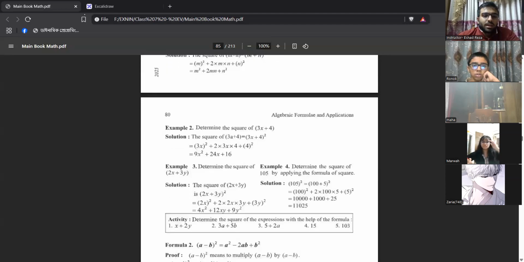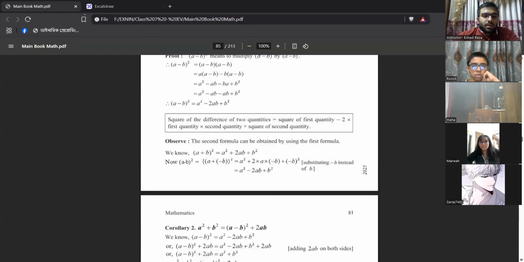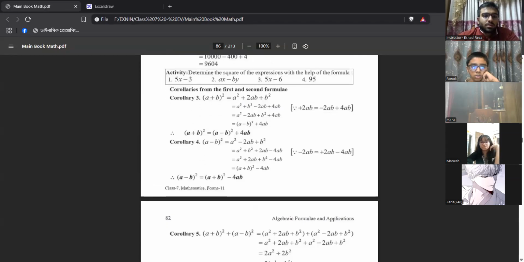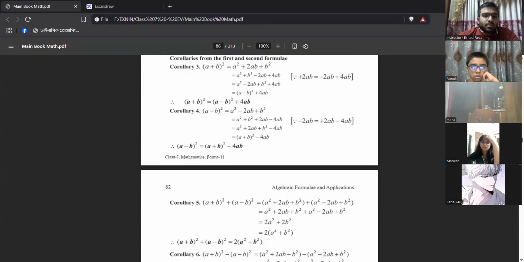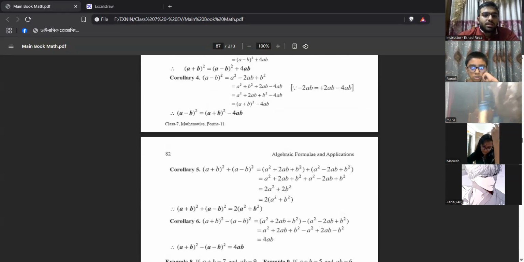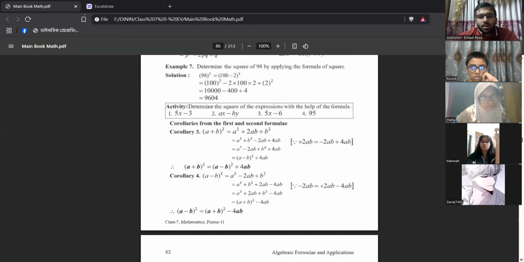There are some example maths and so on. I'm not going to solve them. (a minus b) whole square and this. Okay, we're done with these corollaries from the first and second formula. Yeah, these are two very important corollaries. A lot of them actually.